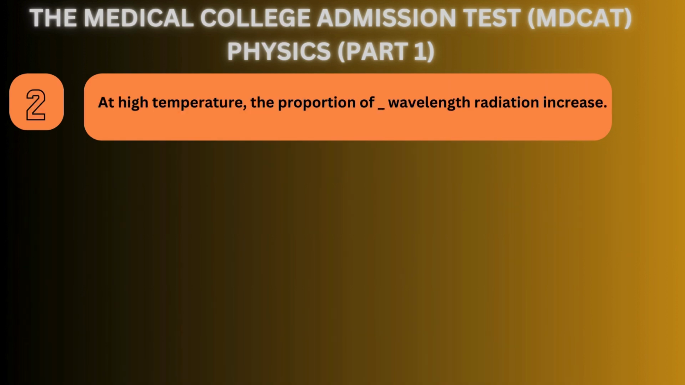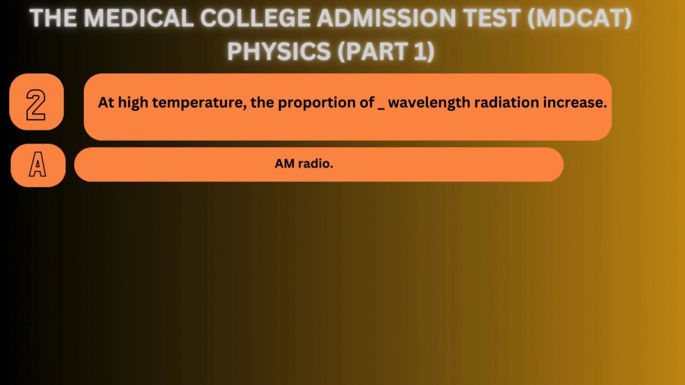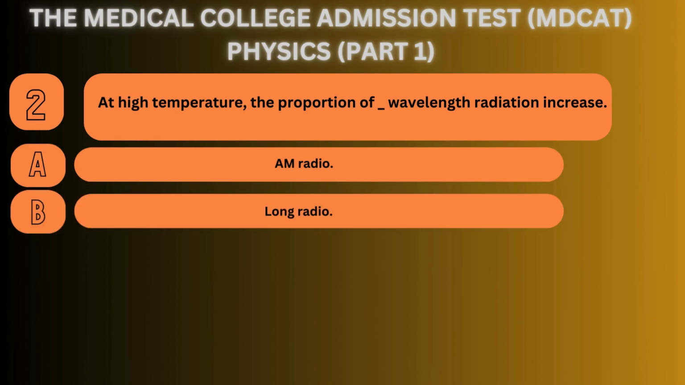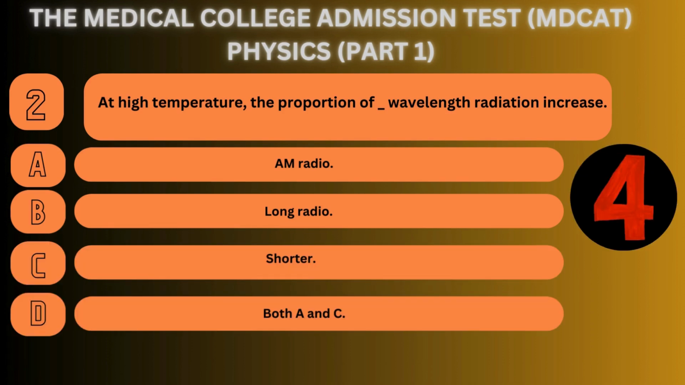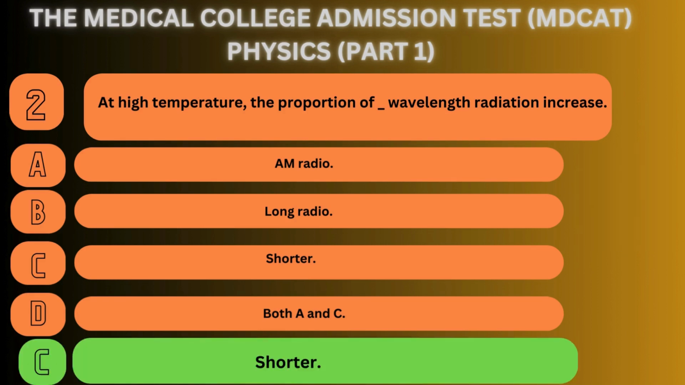Question number 2. At high temperature, the proportion of wavelength radiation increases. Option A, AM radio. Option B, long radio. Option C, shorter. Option D, both A and C. 5, 4, 3, 2, 1. Correct answer is C, shorter.